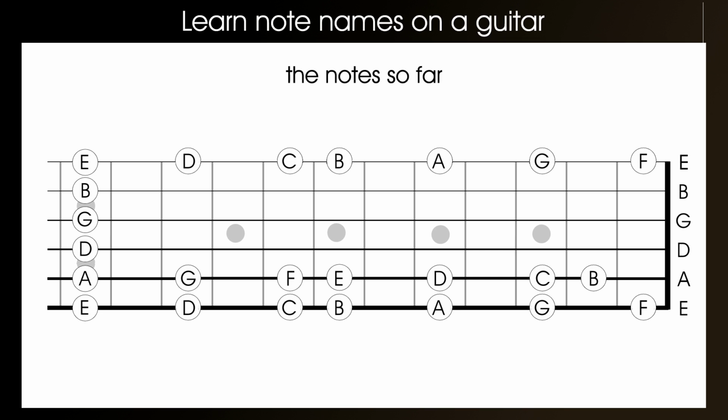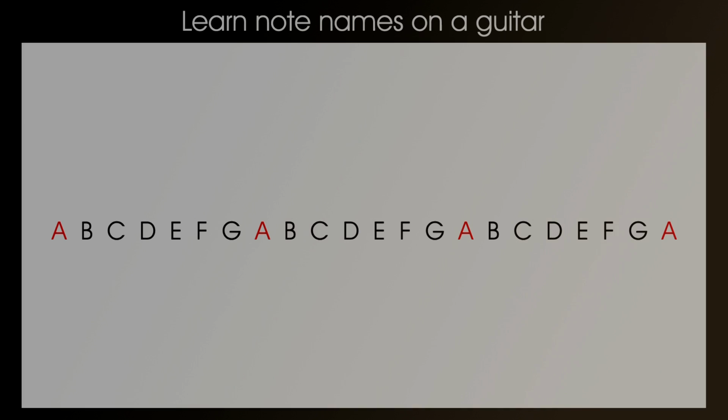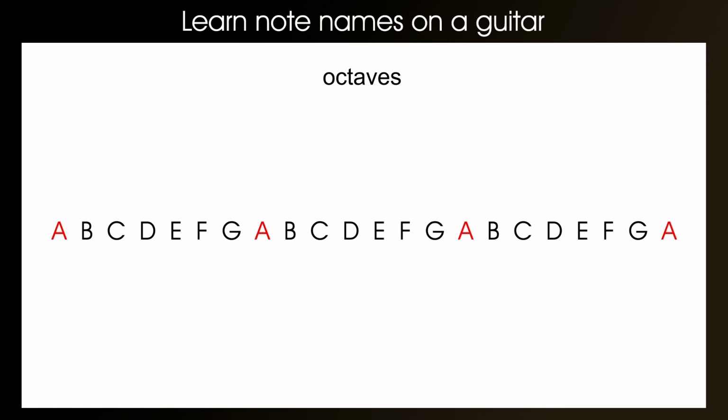Once you've memorised the names of the open strings and the names of the notes on the E string and the A string, you know half of the notes on the guitar, and the rest can be worked out using octaves. An octave is the name given to the gap or the interval between two notes with the same name. So you can have an octave up or an octave down. An octave occurs anywhere the note repeats itself, for example from A to A.